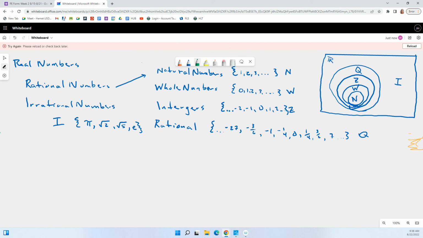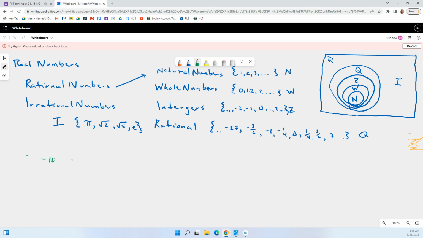So if I have, see, it's doing that thingy again. If I have negative 10, I don't know how to make it not do that. All right, let's try that again.